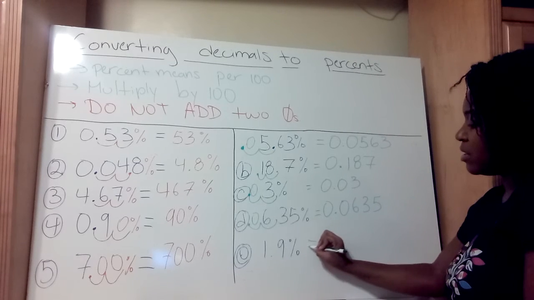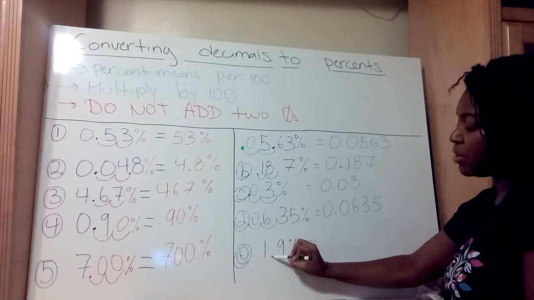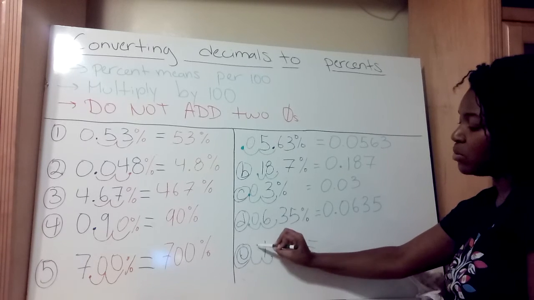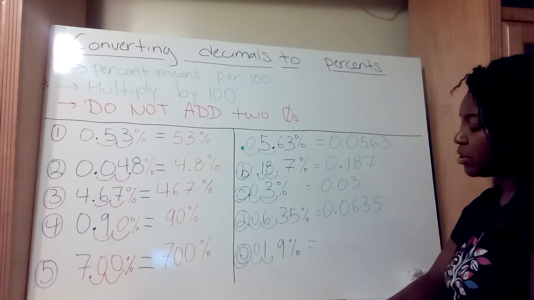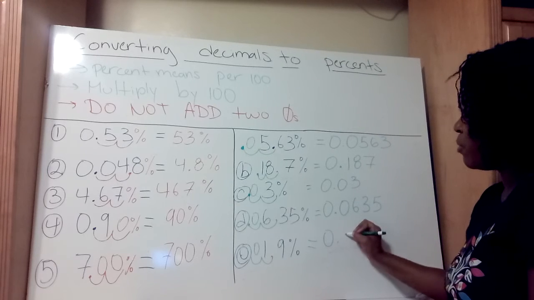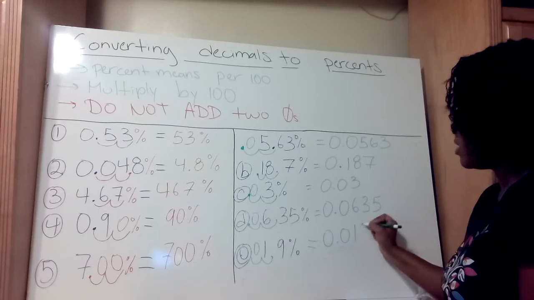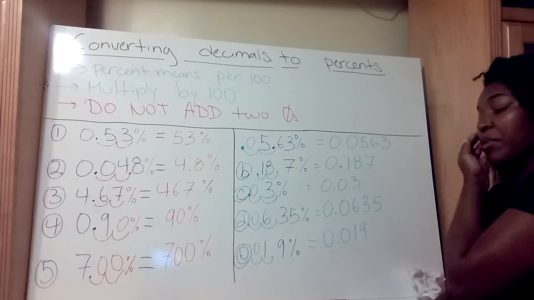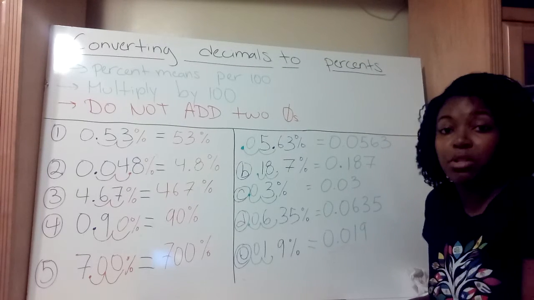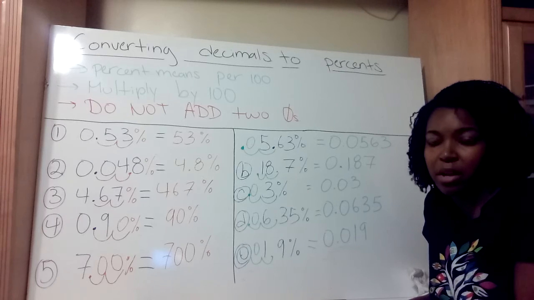And 1.9%, I go back to place values, 1, 2, I need a 0 placeholder, and that becomes 0.019 as a decimal. And because we're thorough and we don't want to make careless mistakes, we check our work when we're done. All right?